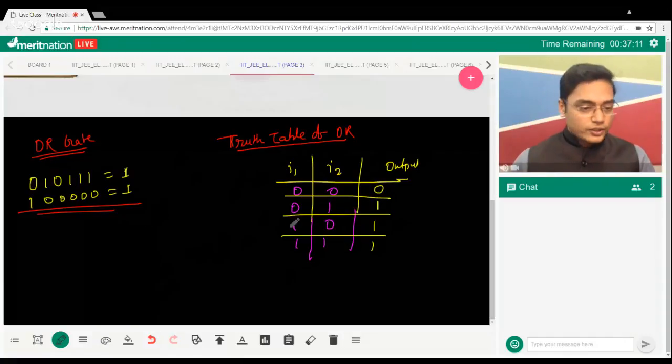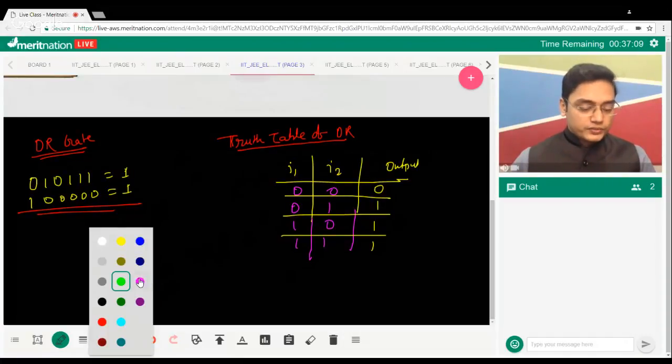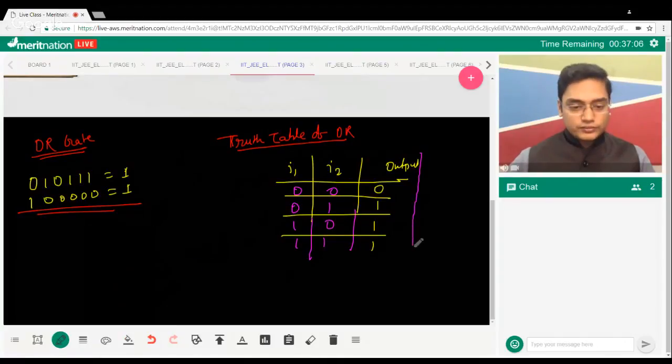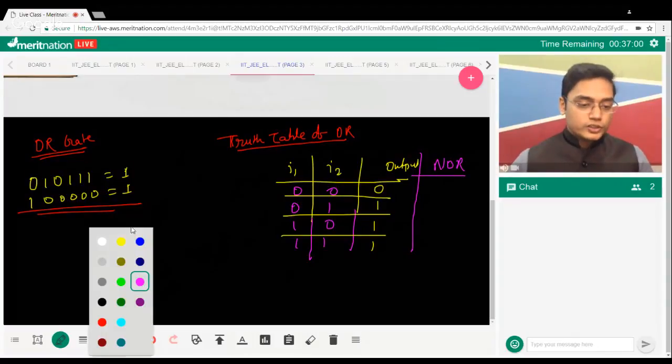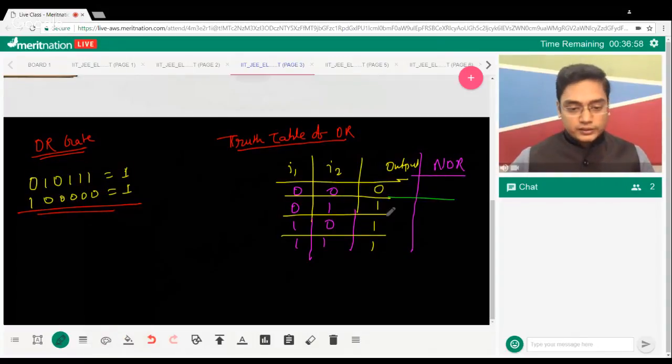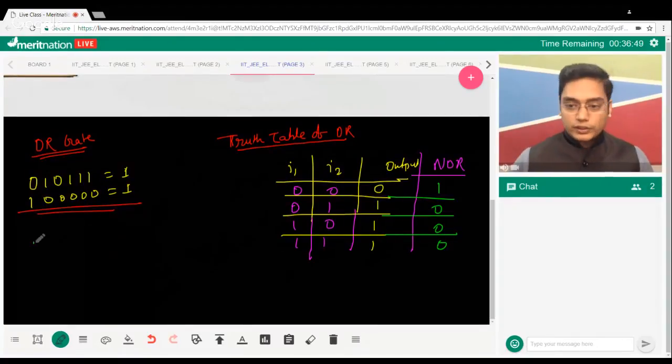Right, now what about NOR gate? Here we just need to invert the output of OR gate, and we'll get the output of NOR gate. So in this particular case, this will be 1, this is 0, 0 and 0. So this is the output of NOR gate. Similarly, we know the truth table for NOT gate.